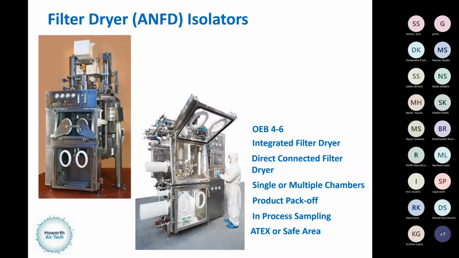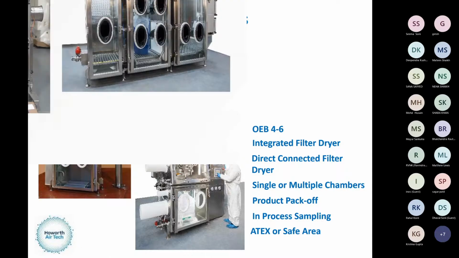The right-hand view is actually putting the filter dryer inside the isolator. This was a smaller volume filter dryer. It was a lab version, but that allows us then to access the material for sampling, for pack off, and to recover the heel from the plate, which drops into the isolator, and the operator would recover that through the glove ports. So as you can see, two different designs, but both doing the same feature.